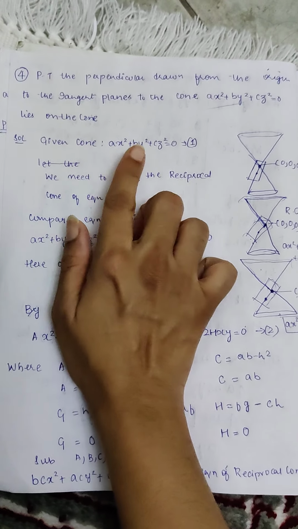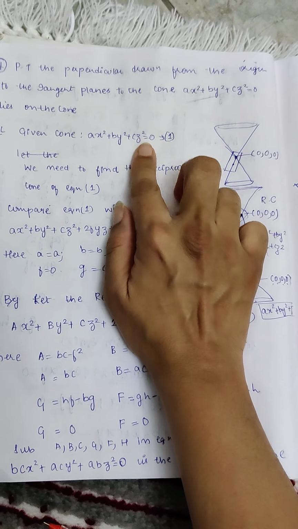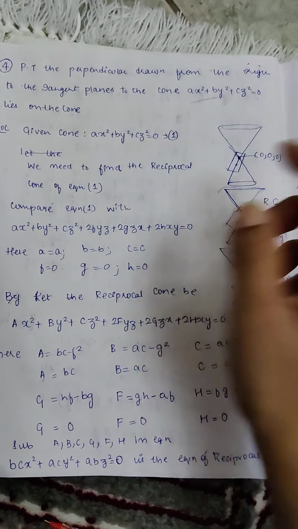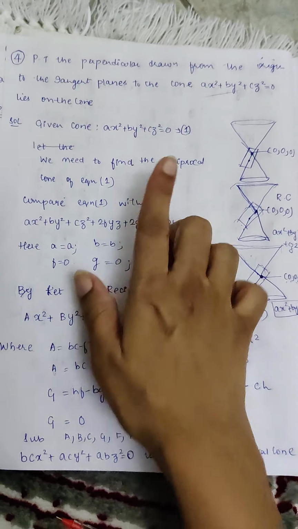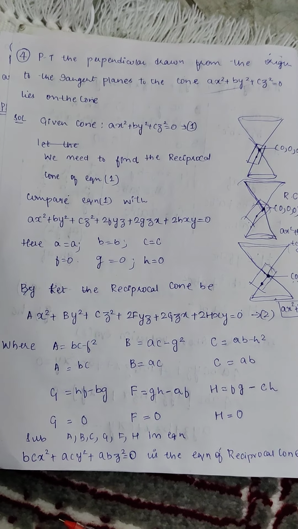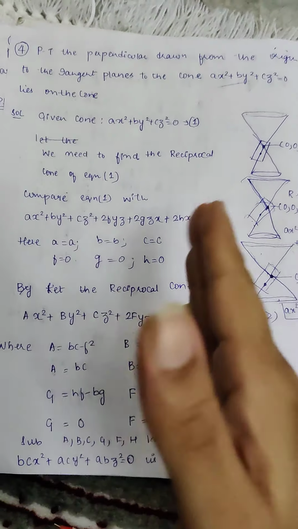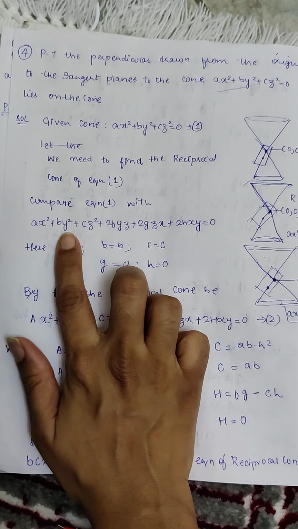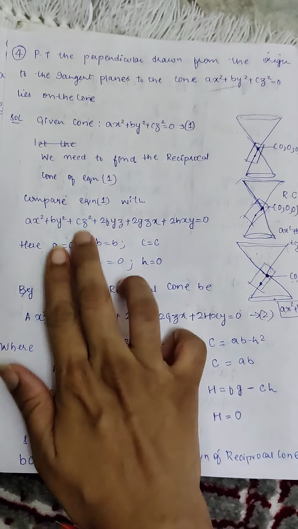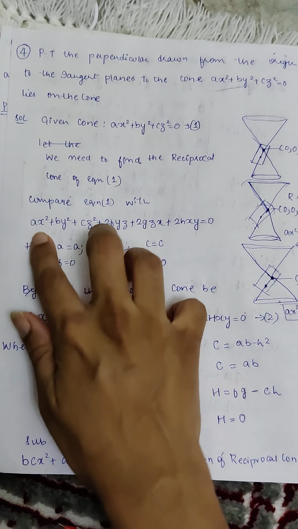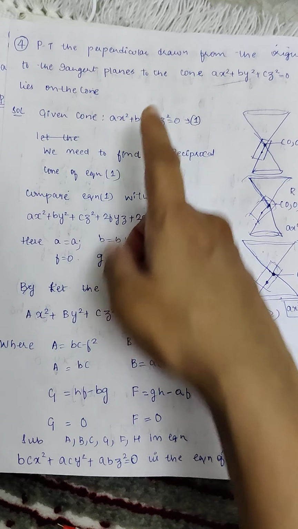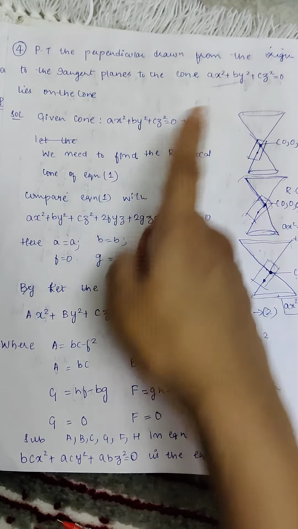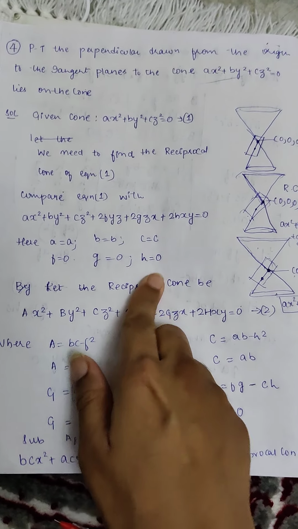So first I'm going to write down the given cone as equation 1. What do we need to find out? The reciprocal cone of equation 1. So in order to find the reciprocal cone, girls, the values of small a, b, c and f, g, h should be clear to us. So now I'm going to write down the general equation of the cone, and I'm going to compare my equation 1 with the general equation of the cone. If I compare, a is a, b is b, c is c, and f, g, h are not present, so they are obviously 0.